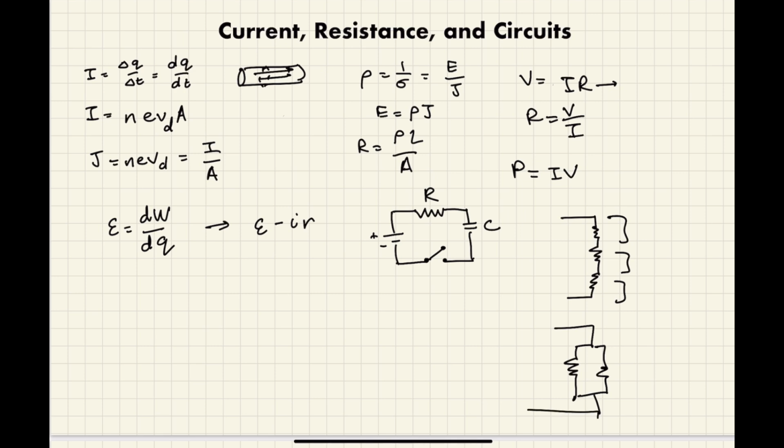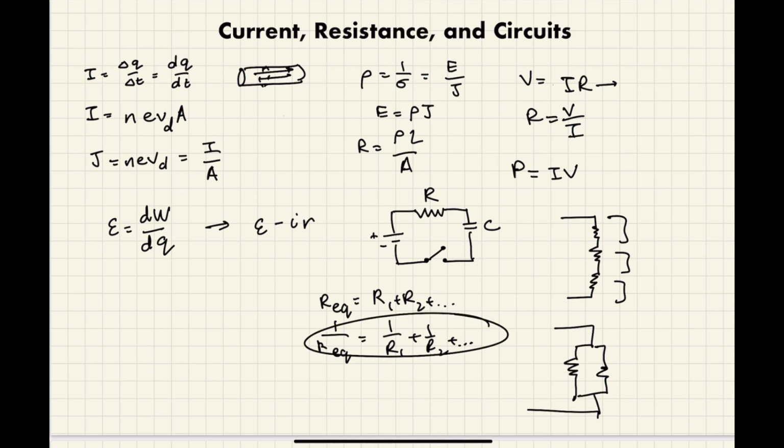And so what does that mean for our formula? That means that the equivalent resistance in series is just the sum of all the resistors. In parallel, the reciprocal of the equivalent resistance is equal to 1 over R1 plus 1 over R2 plus dot dot dot. So for capacitors, it was the opposite. When it was in series, you use the reciprocal formula. When it's in parallel, you just add them up.